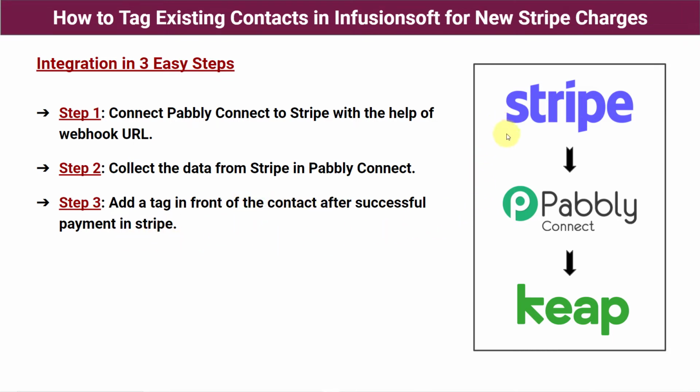So we will do a payment on behalf of a customer, as I have already told you, the customer who is already added as a contact in Keep. After doing the payment in Stripe, you will see a tag will automatically be added in front of that customer in the Keep account. So step number 3 says the same. Now let's start with the process, guys.